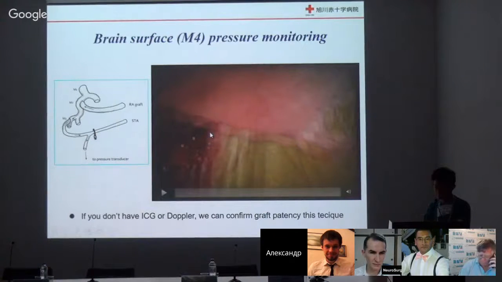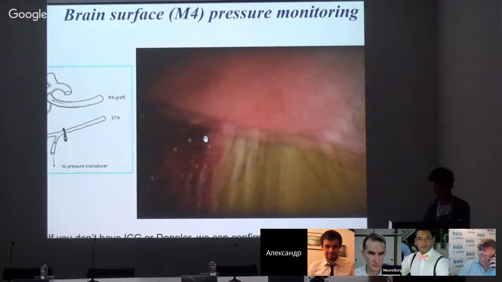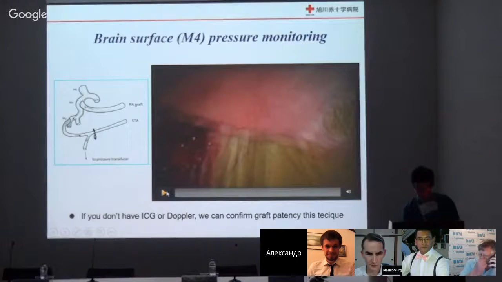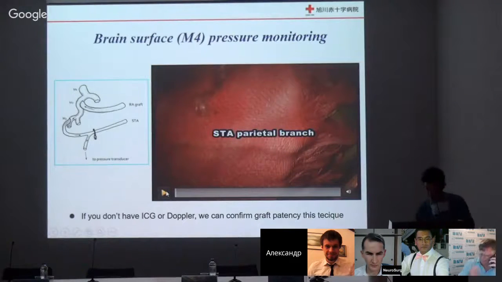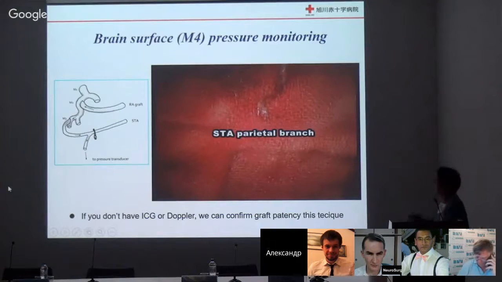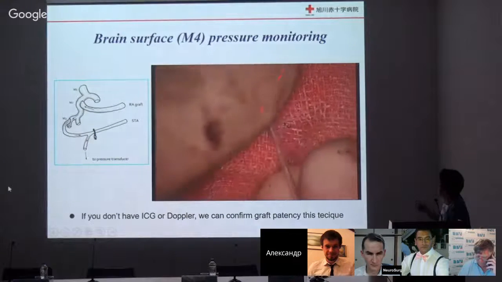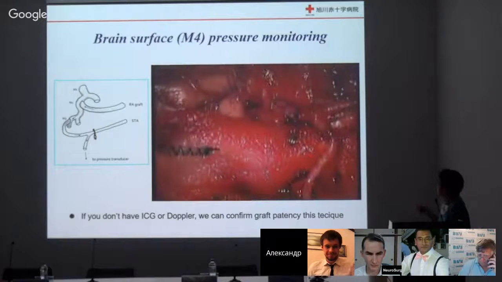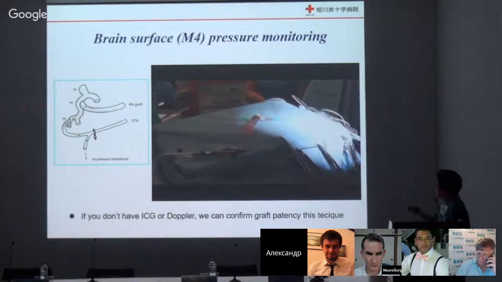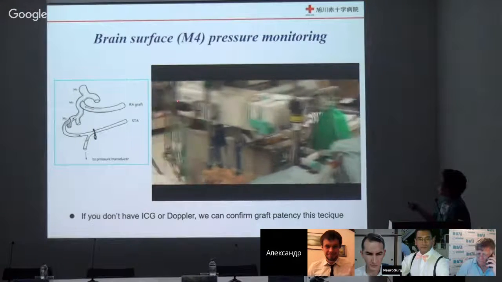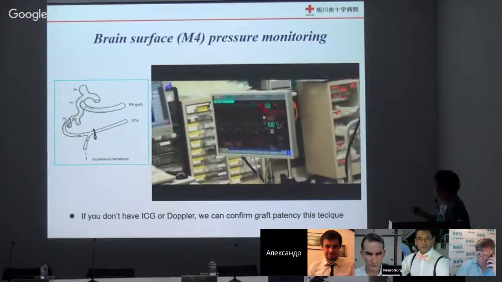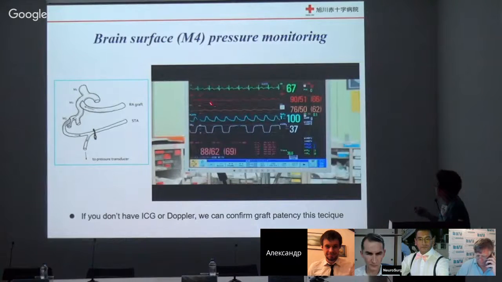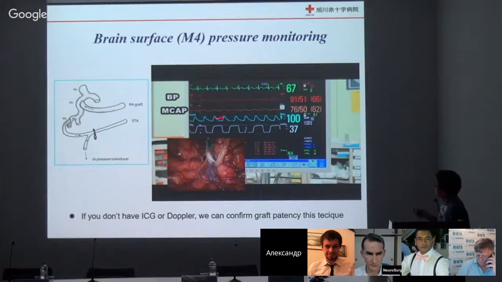This is a video. This is the parietal branch. Insert the cannula. This is the parietal branch anastomosis, connected to the pressure transducer. The upper wave is systemic blood pressure, the lower is MCA pressure.